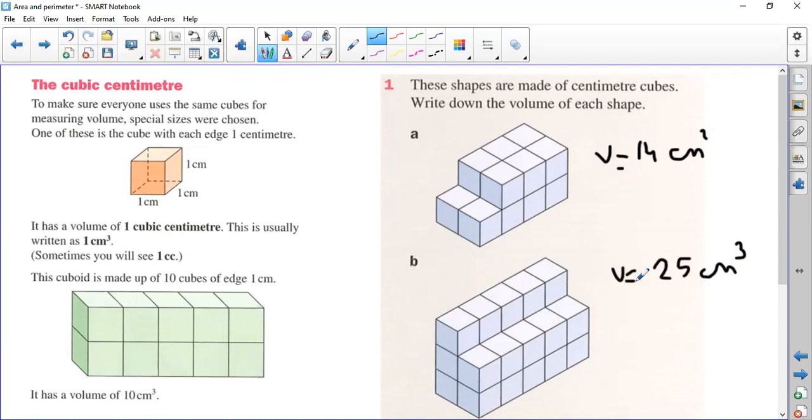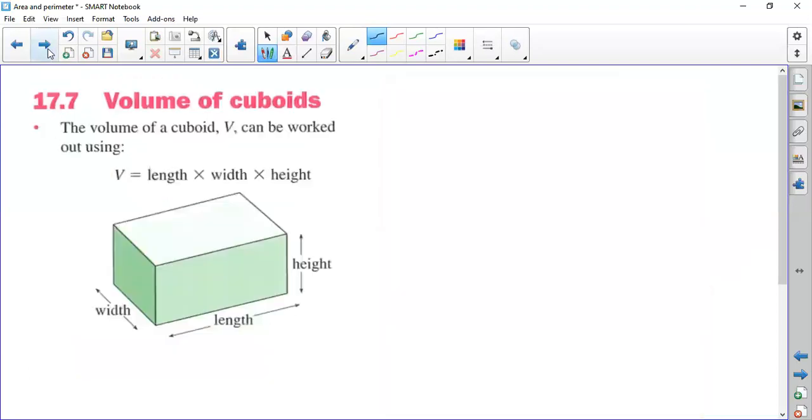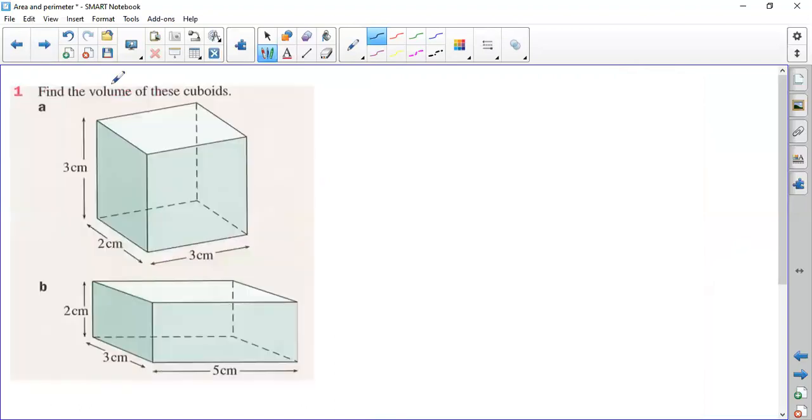Now we'll talk about the volume of some solids that we know, like cuboid. How can we find the volume of a cuboid? The volume of a cuboid can be found by multiplying length with width and height, by multiplying the dimensions of the cuboid. This is the formula that we are going to use for finding the volume of cuboids. So let's see some examples. Find the volume of these two cuboids.